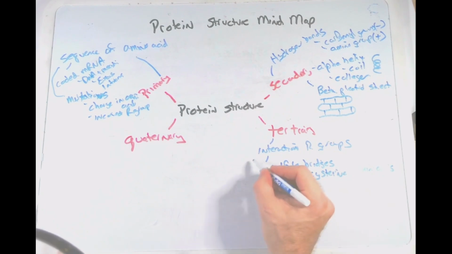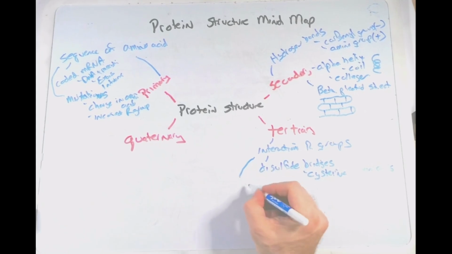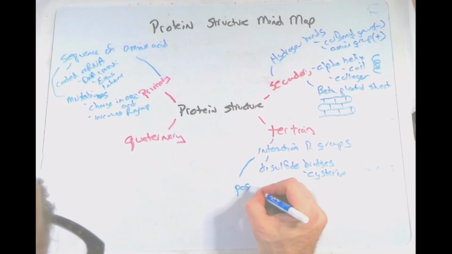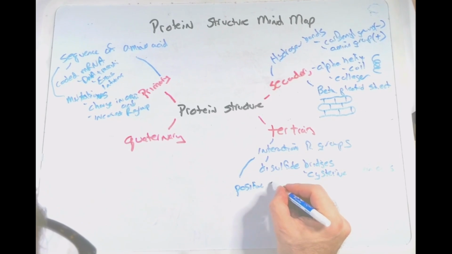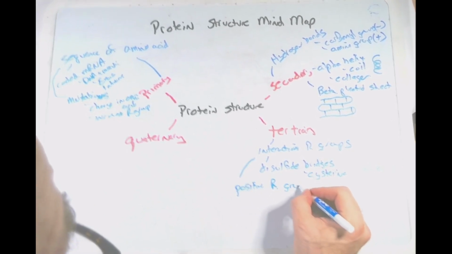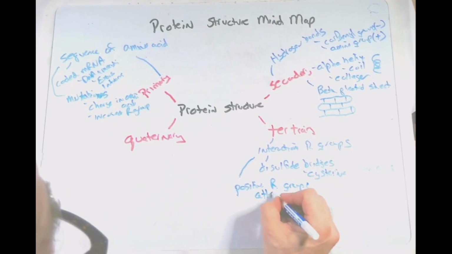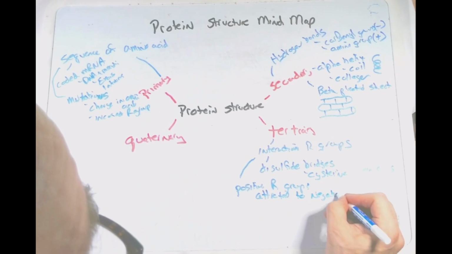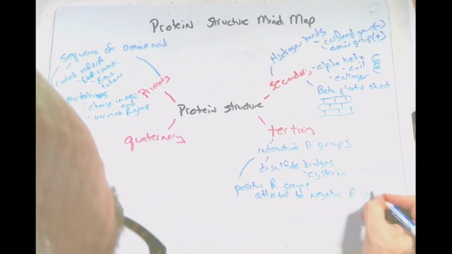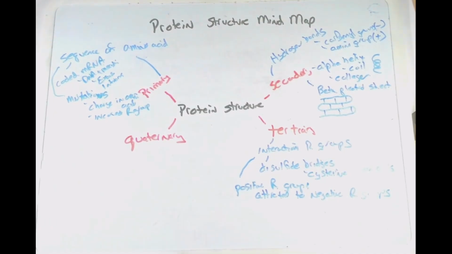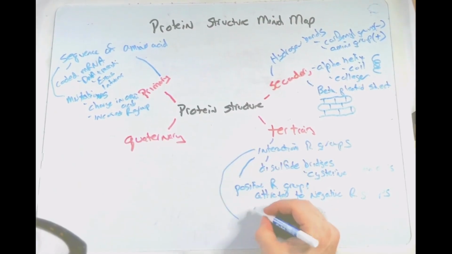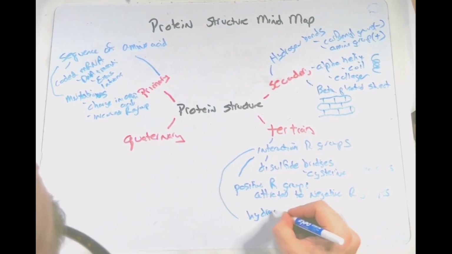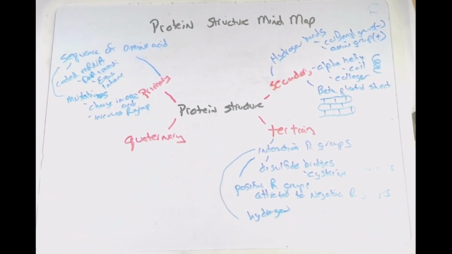We could also look at interactions where positive side groups, so positive R groups, are attracted to negatively charged R groups. And in addition to that, we could also have hydrogen bonds forming between, again, these R groups of these amino acids.